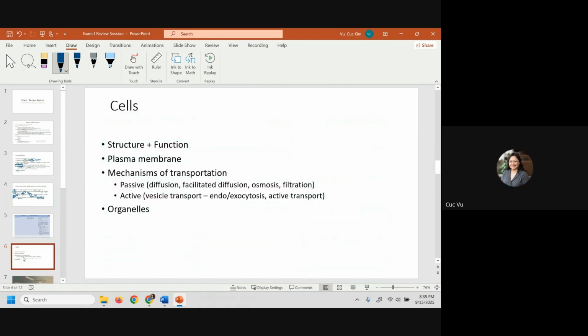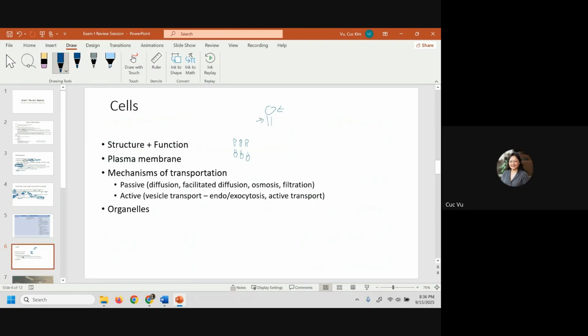Cells, a lot of you did really well in cells, so I'm just going to quickly go through it. Make sure you know the structure and function, the plasma membrane. What's the main component of the plasma membrane? Phospholipids. Yes. These little guys. They're made of two parts. What's this part called? Phosphate head. Yep.